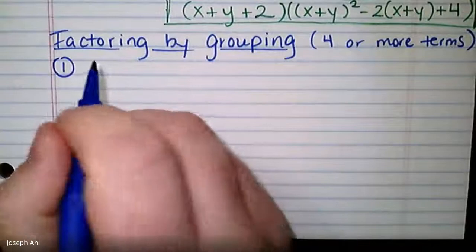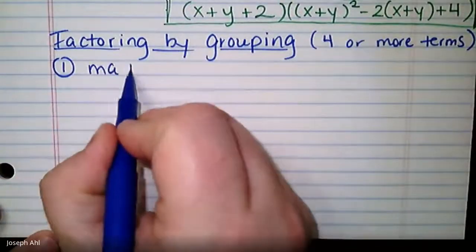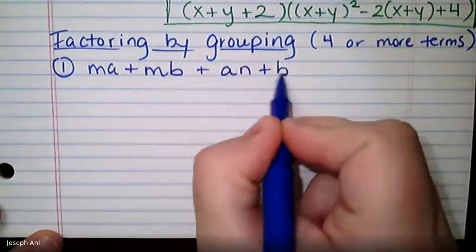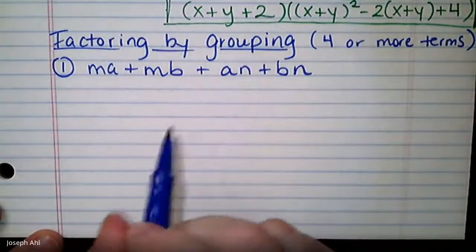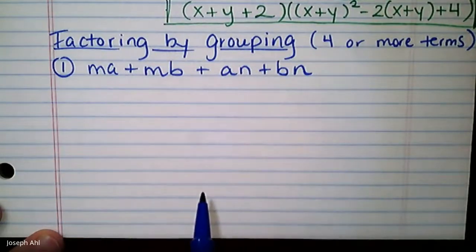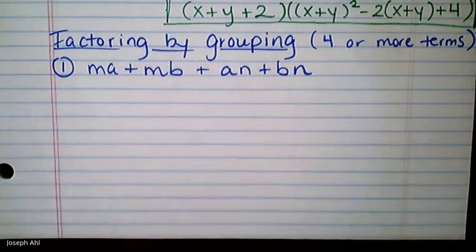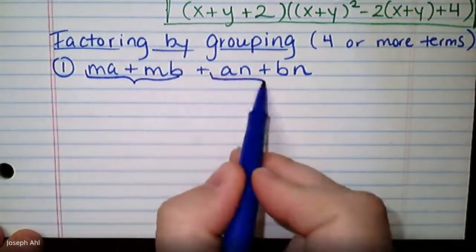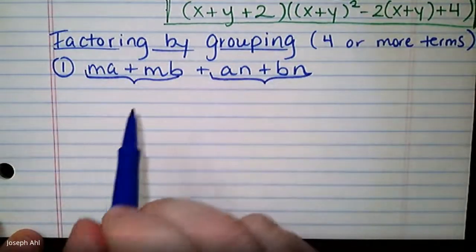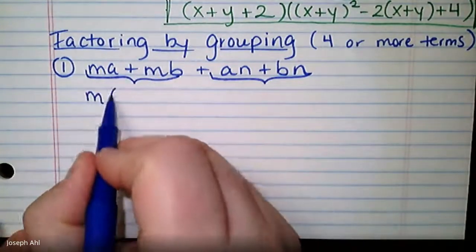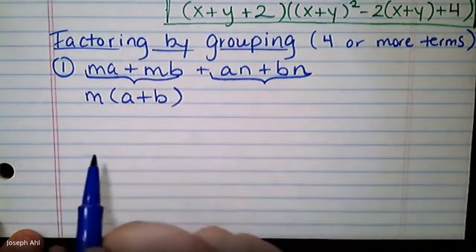For example, if I gave you ma plus mb plus an plus bn, we definitely have 4 distinct terms. They're all being added currently. To factor by grouping, there's a couple of different techniques that we might want to try. But in this scenario, I'm going to group the first 2 terms together and then the second 2 terms together. What we'll see is that if I group the first 2 terms together, I can take out a GCF of m, and that leaves me with the quantity a plus b.